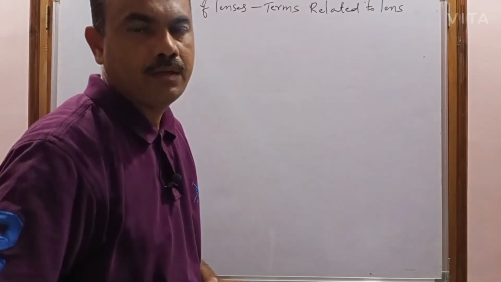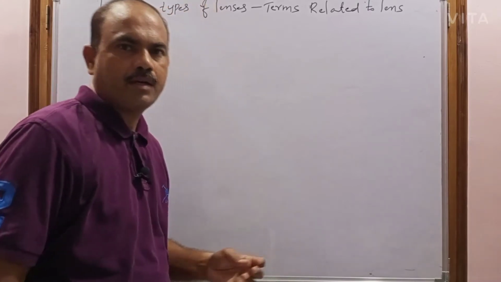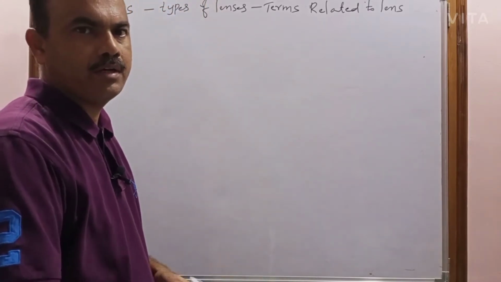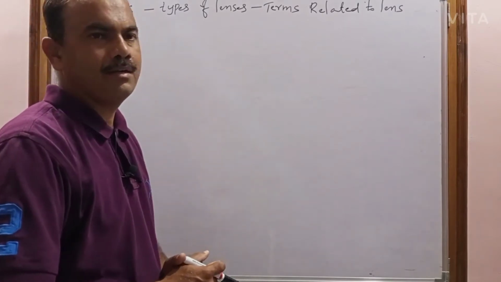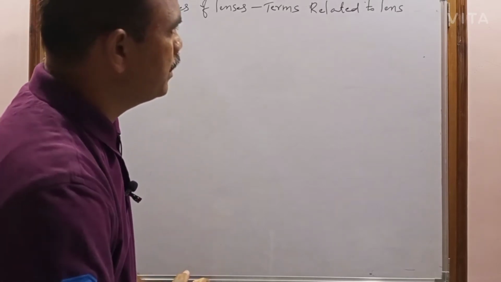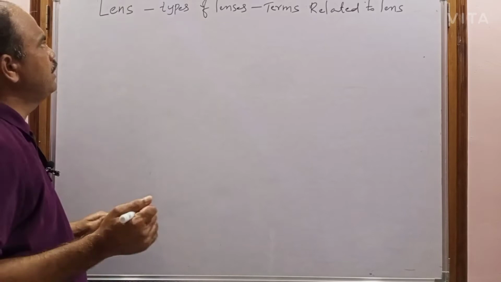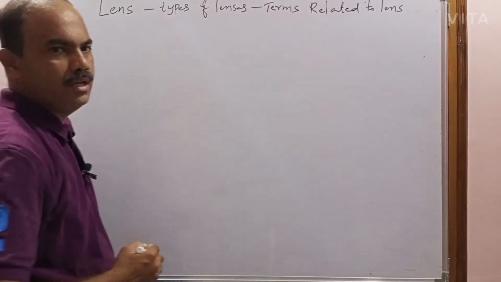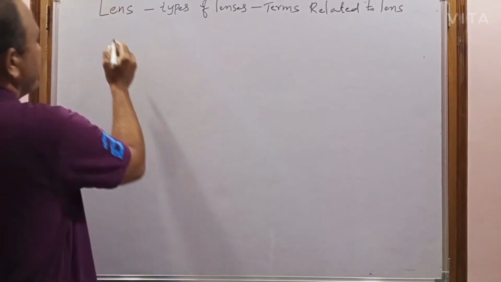Hello children and viewers. Under refraction at curved surfaces, now we are entering into the lens, types of lenses and terms related to lenses. So today this is the topic I am going to explain. Next, coming to the lens. A lens is nothing but a transparent material.